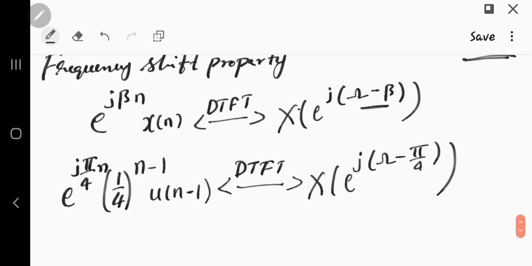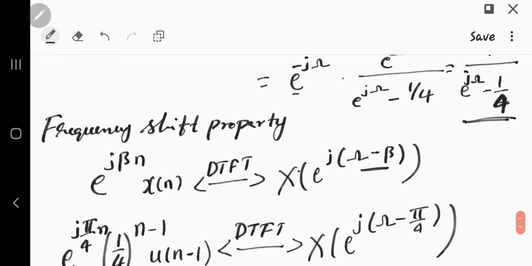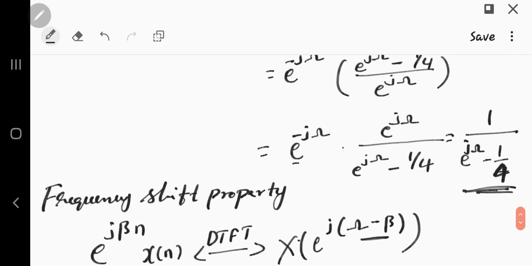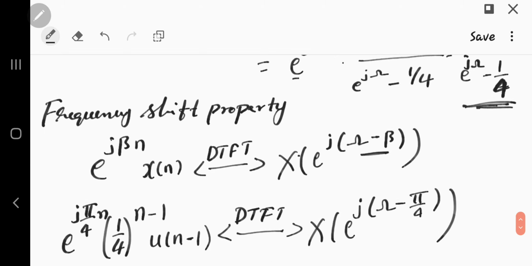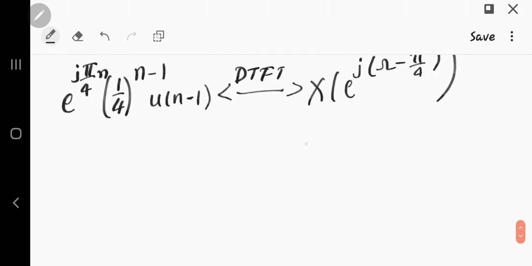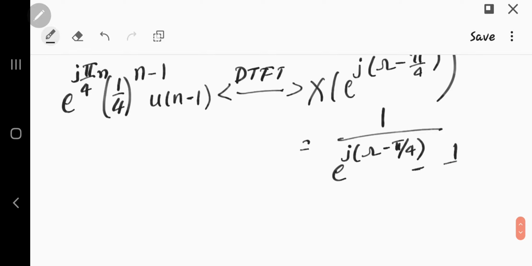Now for (1/4)^(n−1) u(n−1), this is what we ended with as X(e^jω). Now in this term, ω should be replaced by ω−π/4. So that gives us 1 divided by e^j(ω−π/4) minus 1/4. So this is the frequency shift property. Now this term that we have here is my latest value of X(e^jω).